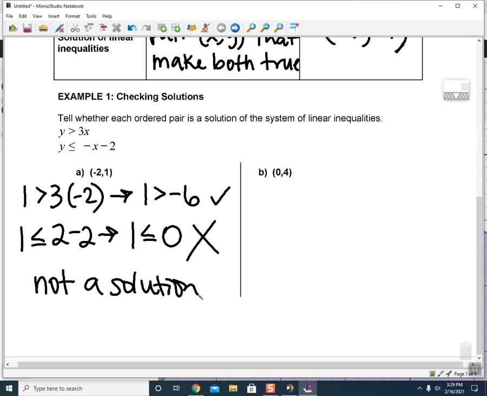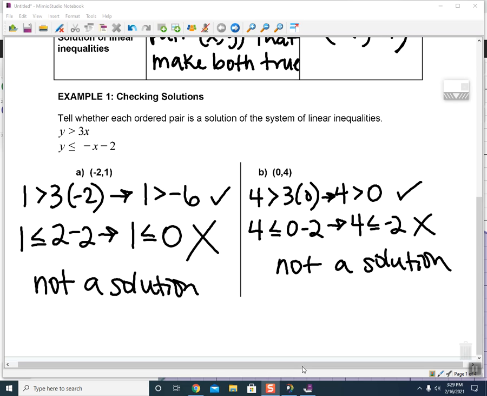Okay? Go ahead and try the second one then on your own. So pause this here and try part B by yourself. Okay, part B was also not a solution. Again, it worked for the first one. 4 is greater than 0. Did not work for the second one. 4 is not less than or equal to -2.